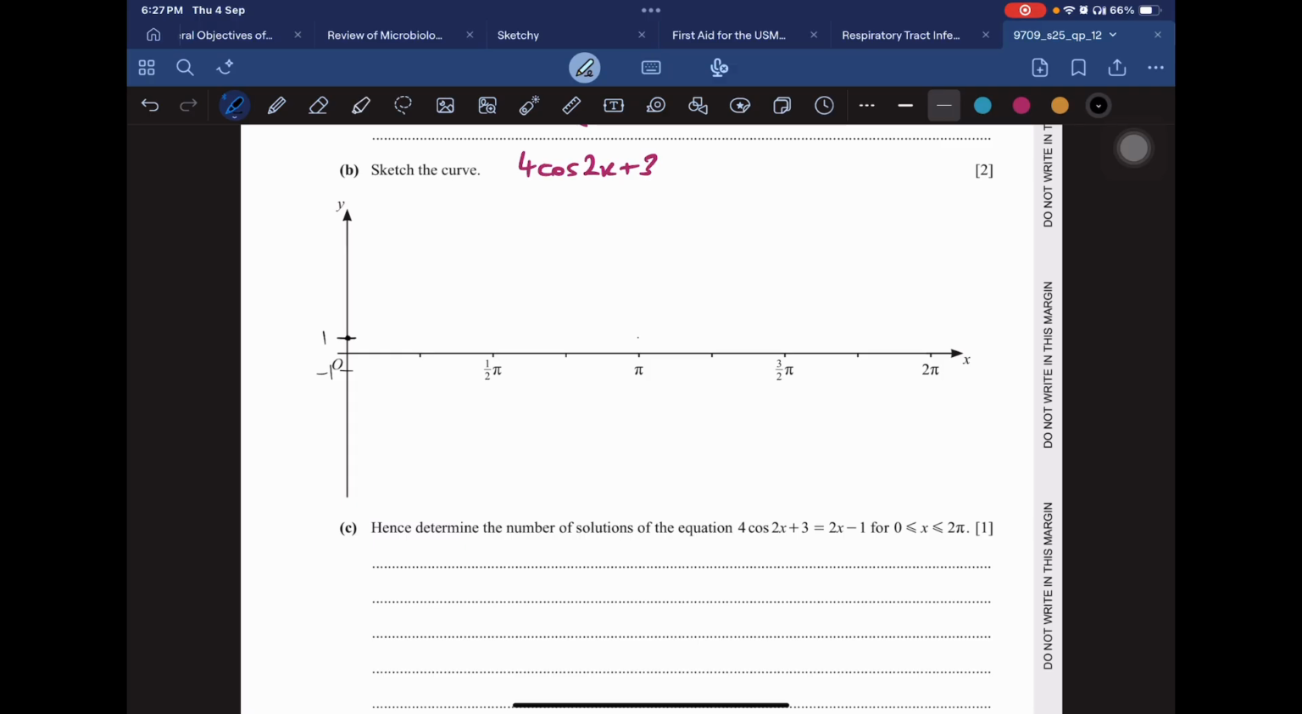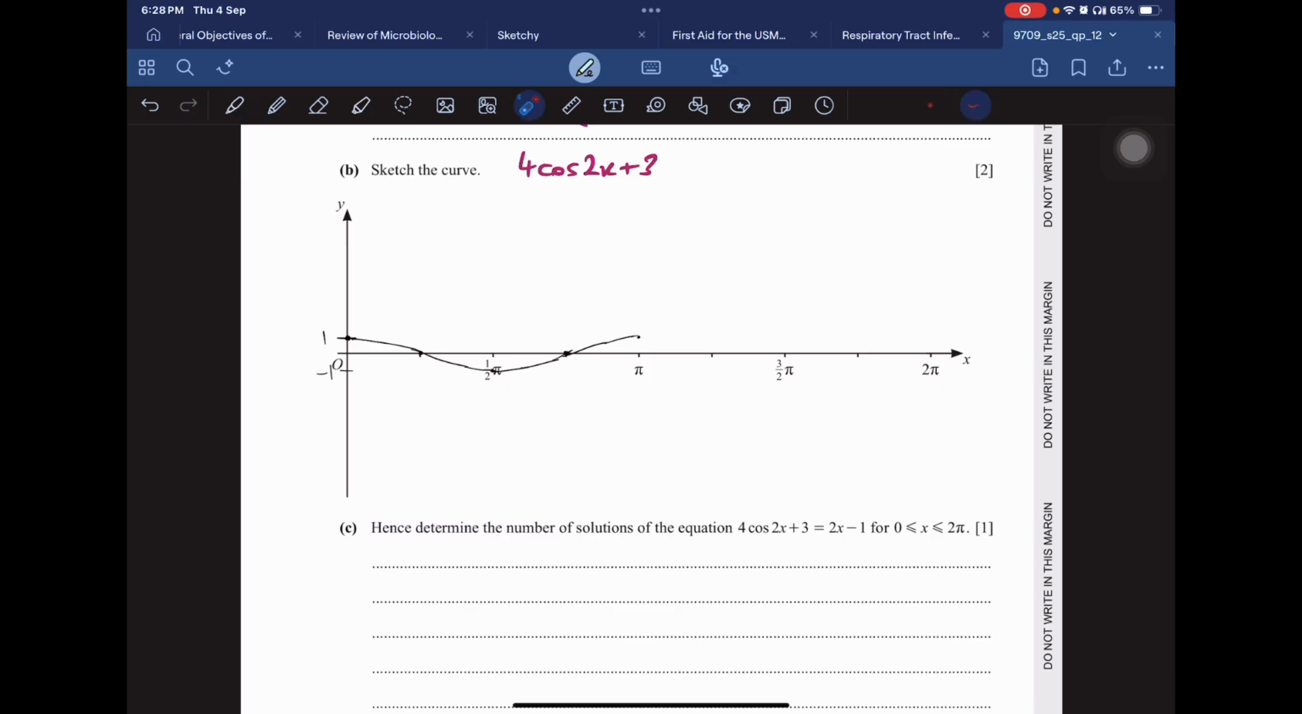So at pi as well, it will have positive 1. And at half pi, it will have its least value, which is negative 1. It will be 0 at these 2 points. So our graph would be something like this. Okay. And then it will go on.